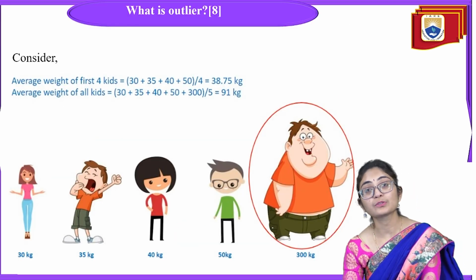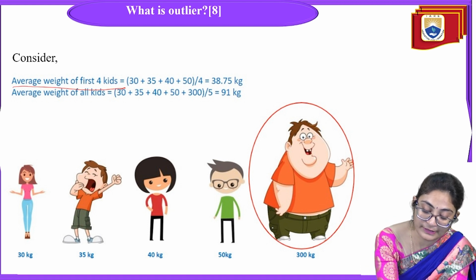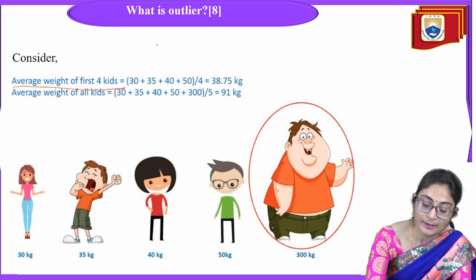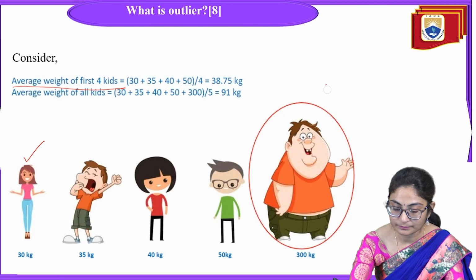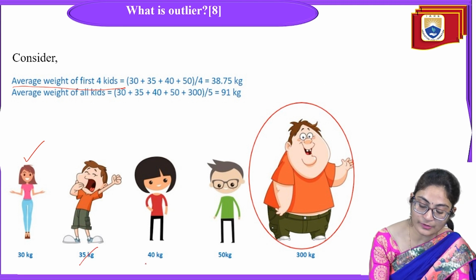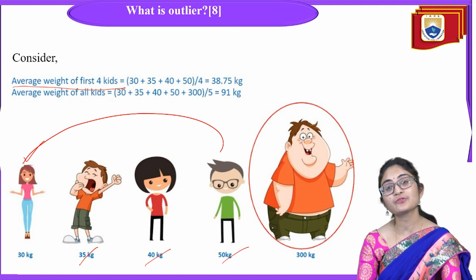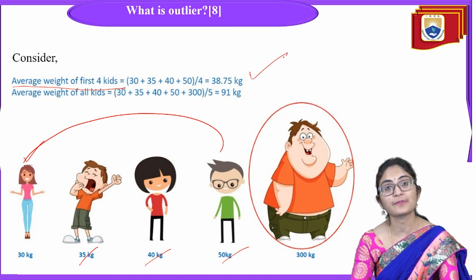Now, what is meant by an outlier? Let's consider the average weight of the first 4 kids. The first kid has a weight of 30 kg. Then 35 kg, 40 kg and 50 kg. Now, we find out the average weight of these 4 kids. And we got the average weight 38.75 kg.